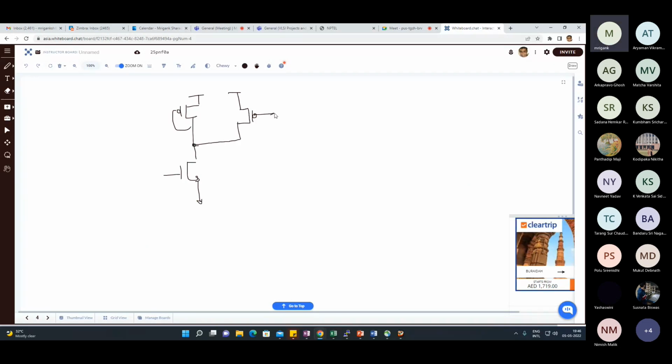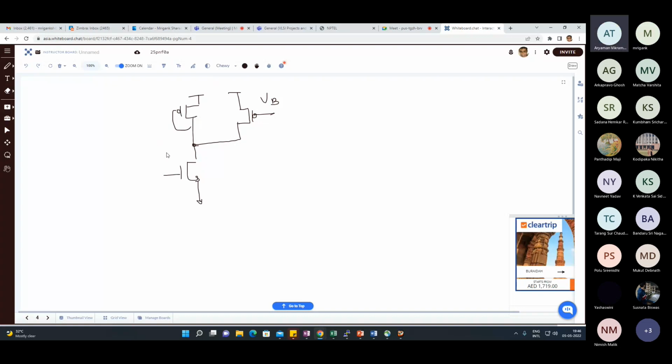This is the current source load, and this is the direct connected load. If you had only this part, forget about this region, like this particular current source load and the current over the input device, then we know the gain. Likewise, if I forget about this one and say only this part is there, then also I know the gain. But now combined together, what is the gain? How do we find out?